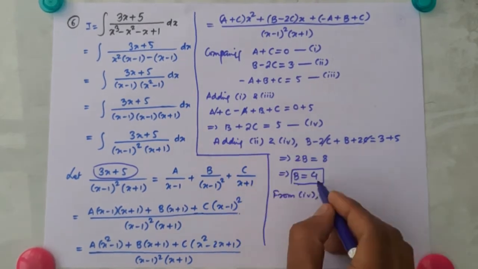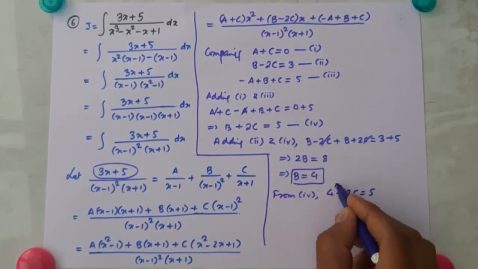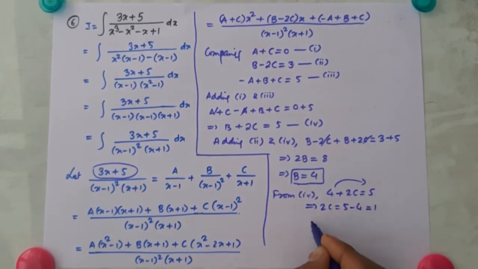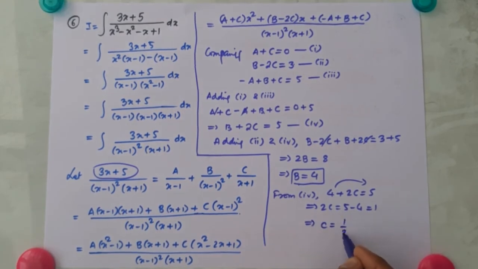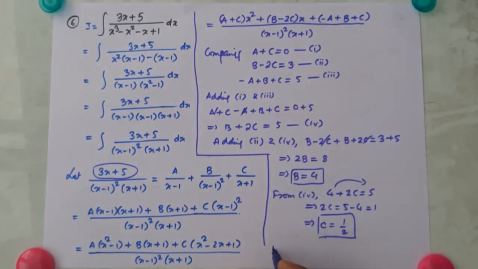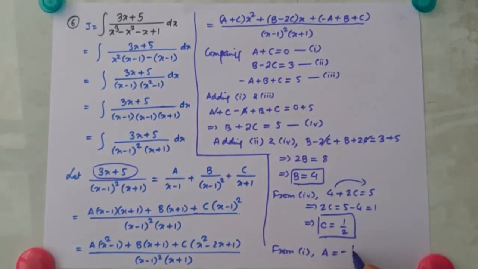So you have b, that is 4 plus 2c is equals to 5. So 4 goes over there, becomes 2c is equals to 5 minus 4, which is 1. So the value of c is equals to half. Okay, so now you can use 1. So from 1, the value of a turns out to be a is minus c, which is this much, isn't it? So we got the value of a, b and c. Okay, so you may pause the video and note down till here.